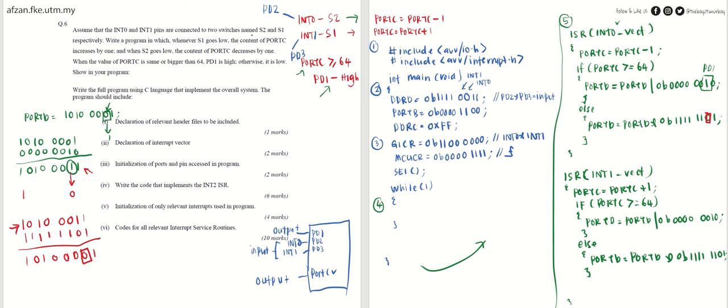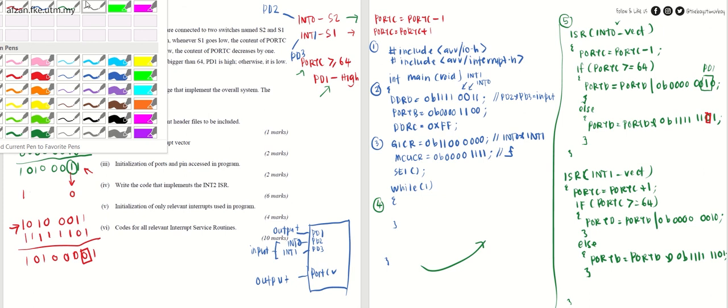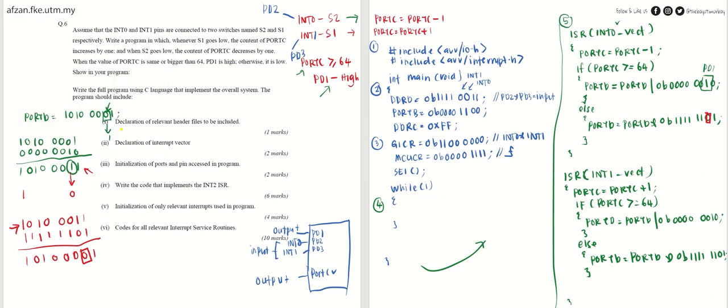So next, let's check the things needed in this question. I'll use another color, yellow. Declare the relevant header files to be included. You already declared them. Declaration of interrupt vectors: this is your interrupt vector that you're going to use. Initialization of the port and pin access in the program: this is the initialization of the port and pin access.